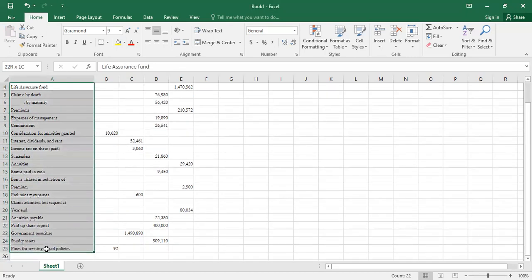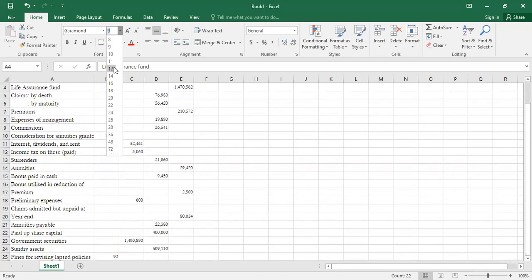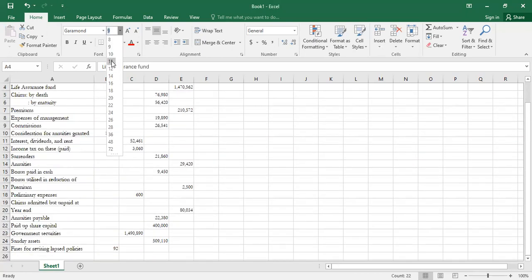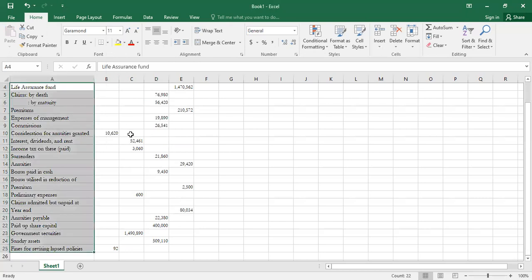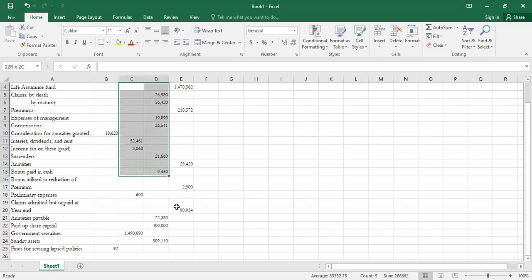I'm seeing my fonts are not friendly to the eye. Let me make them 12 or 11. 11 is better, right? For purposes of the eyes. I think that is better now.